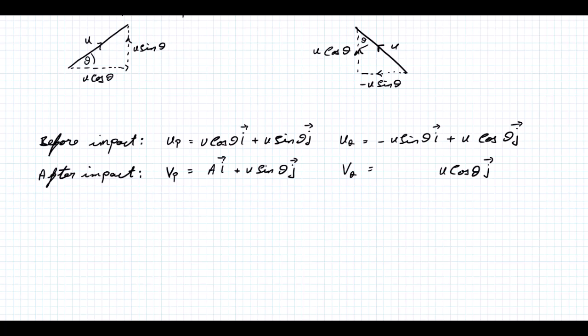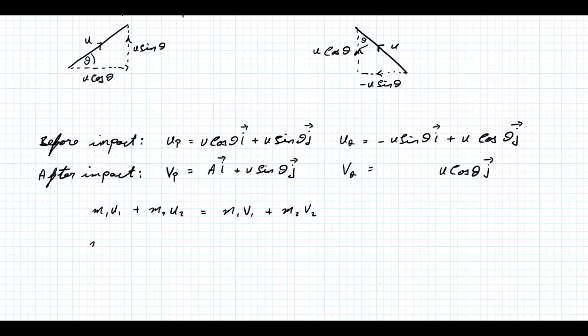Okay, so what we're going to do now is use the principle of conservation of momentum, and then we're going to use Newton's law of restitution. We're going to combine the two, and hopefully that should get us where we need to go. So let's start. The principle of conservation of momentum is m1 u1 plus m2 u2 equal to m1 v1 plus m2 v2.